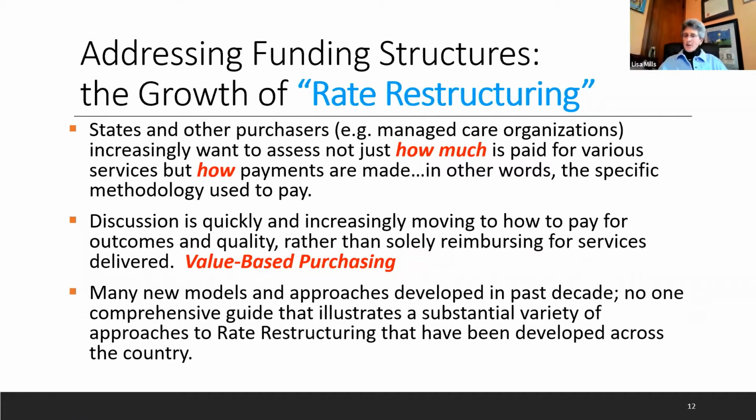So as there have been more and more conversations in states about whether we are paying enough for employment services, we're seeing states and other purchasers, sometimes in the Medicaid world, that might be a managed care organization, it might be a local government, like in the case of Oakland County, who's with us today. We're seeing those funders not only want to assess how much they are paying for employment services, but how they are making those payments. In other words, what's the specific methodology they're using? And as that has been the conversation, we're seeing much more discussion move towards the idea of paying for outcomes and quality rather than solely reimbursing for the services delivered. So we're seeing more of what we generally refer to as value-based purchasing. There have been many new models and approaches. You're going to hear about some of them today.